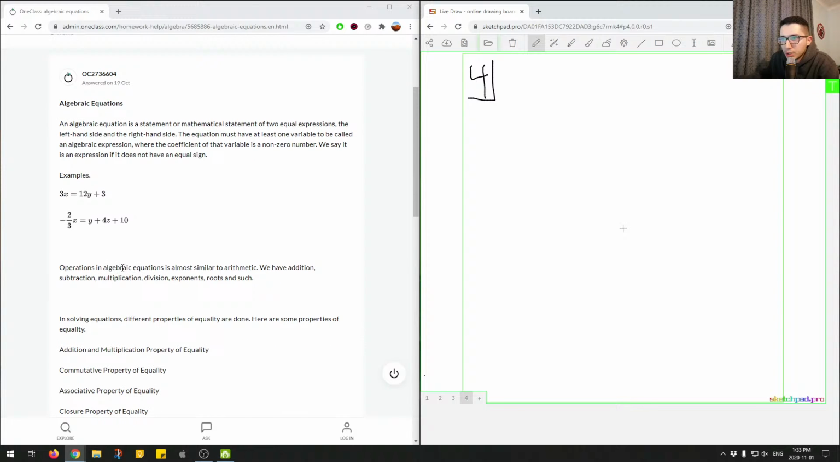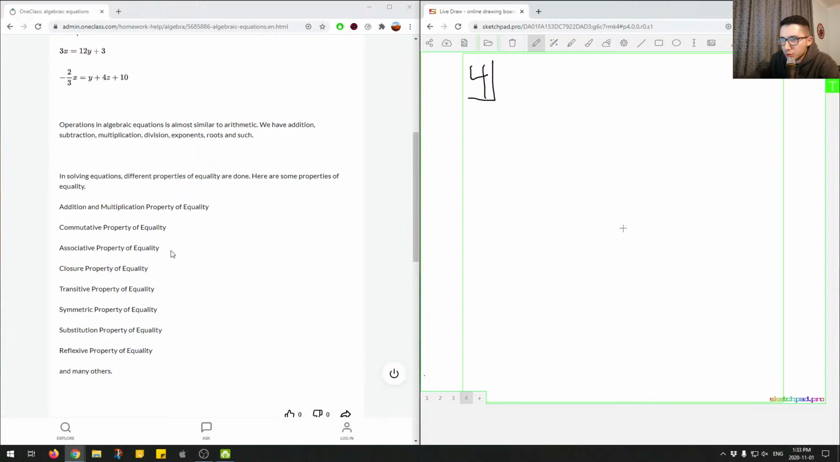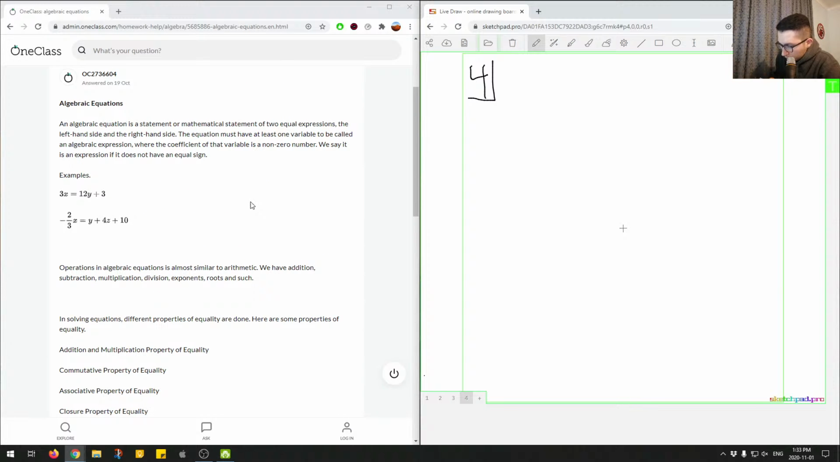Okay, so operation on algebraic equations is almost similar to arithmetic. We have addition, subtraction, multiplication, division, exponents, roots, and such. And in solving equations, different properties of equality are used. Here they're giving some properties of equalities that you can go through to solve an algebraic expression. So I'll go through an example.